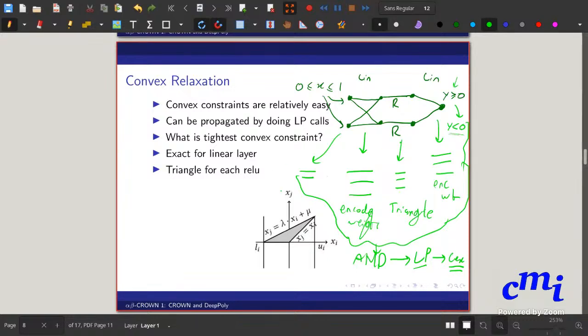So my question to you is, does that mean that the network is actually unsafe? Is this counterexample always going to be a true counterexample? Or is there a possibility that this counterexample is not going to be a true counterexample?